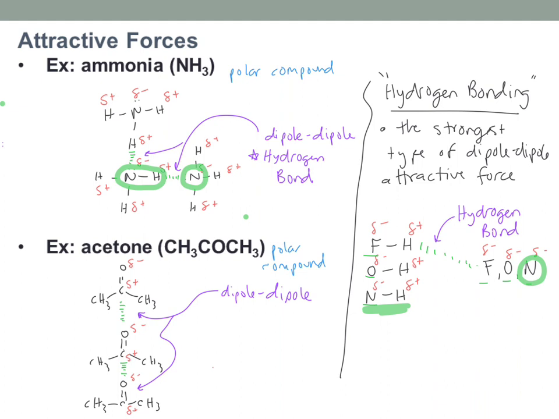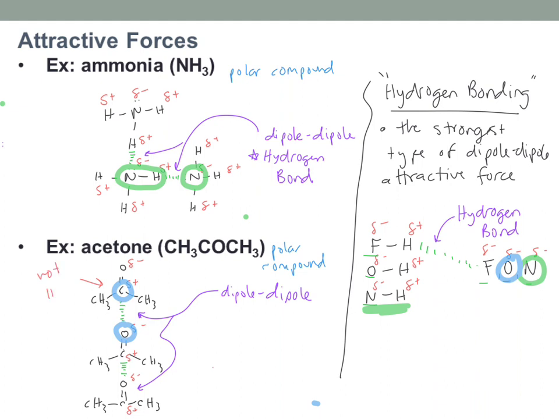If I go down to the one below, my partial positive here is actually not even on a hydrogen, it's on a carbon. So that means I'm dead in the water. I need a hydrogen that's positive, not a carbon that's positive. Yes, it's being attracted to an O, which would be helpful, but I'm missing this. This is no good.